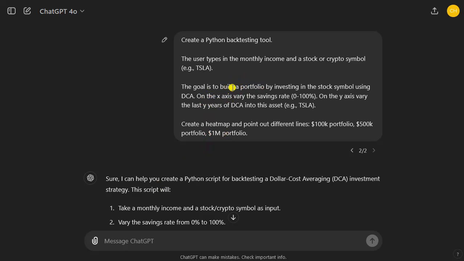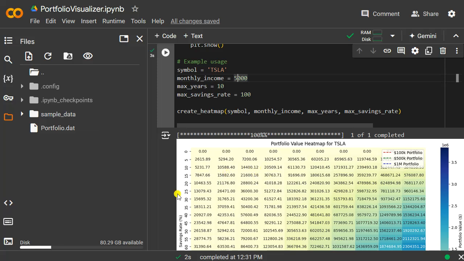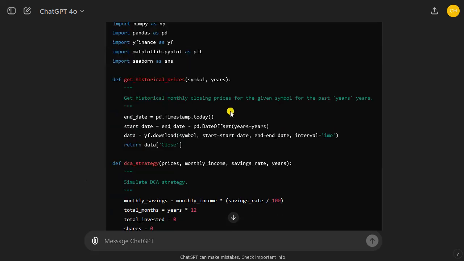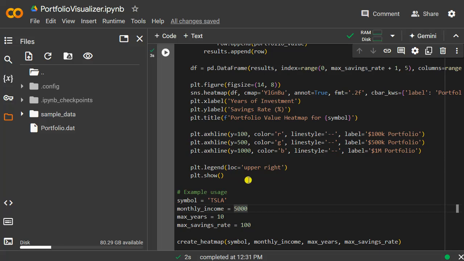So we vary the savings rate between 0 and 100% on the x-axis, and on the y-axis we should vary the number of years we DCA'd into this asset. For instance, 5 years, 6 years, 7 years, 8 years, 9 years, and so on. And then I want to have a heat map where we can point out different lines, such as the 100K line or so. And it beautifully spit out this code. I had to do some iteration.